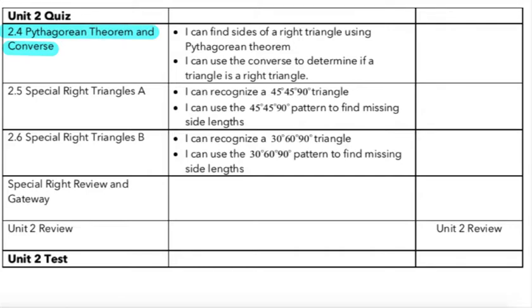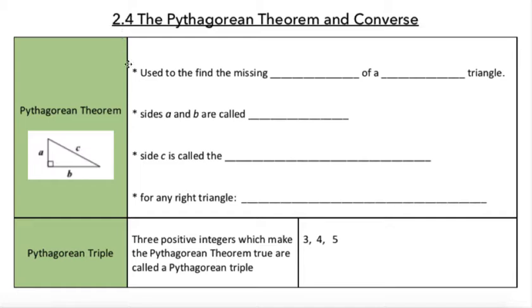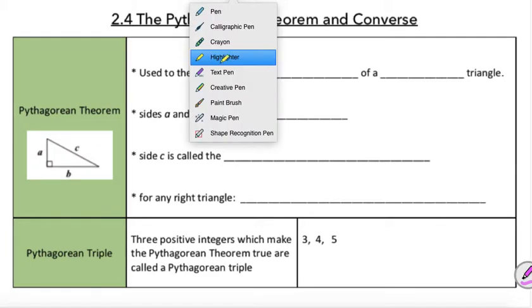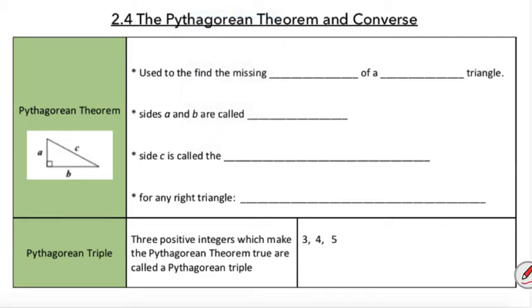So we're going to look at the Pythagorean Theorem to begin with. We would use this theorem, and sometimes it's the only thing your parents remember from geometry, which is crazy, when we want to find the missing lengths of a triangle, and this specifically has to be a right triangle.